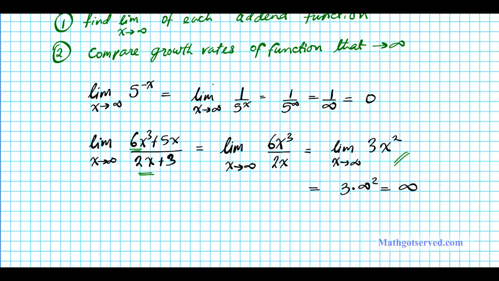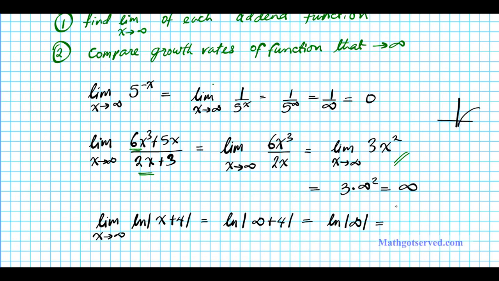Now let's take a look at the next one. We want to look at the limit as x approaches infinity of the natural logarithm of the absolute value of x plus 4. Okay, so we can just do a direct substitution here. We have the natural logarithm of infinity plus 4, which is the natural logarithm of infinity. As you tend towards infinity, how does a natural logarithm function behave? It tends towards infinity, albeit slowly, right? So this is also infinity. So the first term doesn't really count. These two are the terms that grow towards infinity as x approaches infinity.